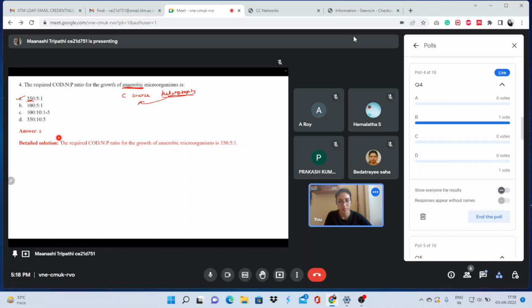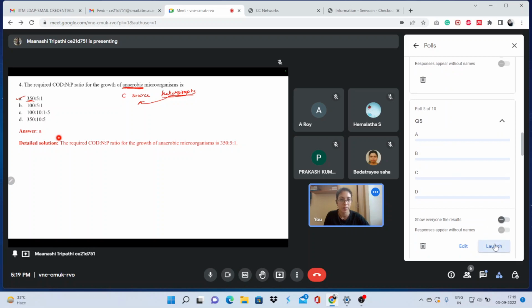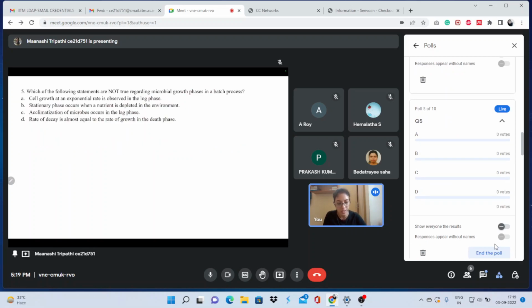We'll move towards next question. Which of the following statements are not true regarding microbial growth phases in batch process? Okay, batch process and microbial growth phases and not true statement.